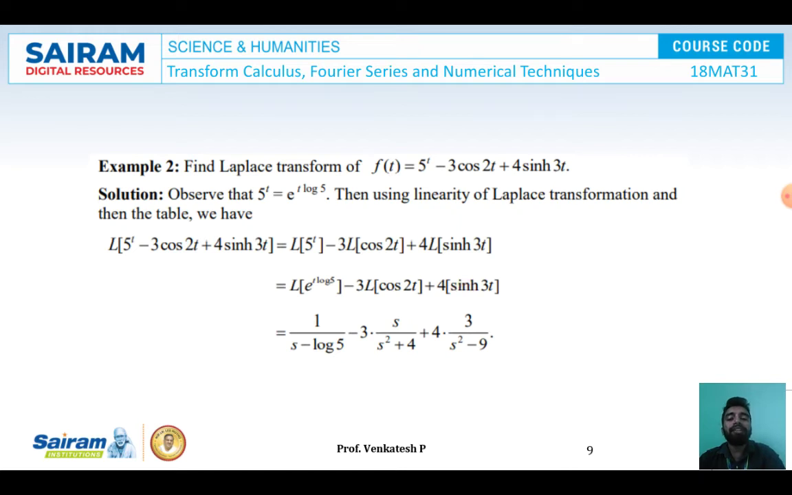Expanding this with the help of the Laplace transform of e power at formula, we get 1 by s minus log 5. This one I'm expanding by using the Laplace transform of cos at formula, so we get s by s square plus 4. This one, by using the Laplace transform of sinh at formula, we get 3 by s square minus 9. Therefore, the value of F of s will be equal to 1 by s minus log 5 minus 3s by s square plus 4 plus 12 divided by s square minus 9, which is the required solution.